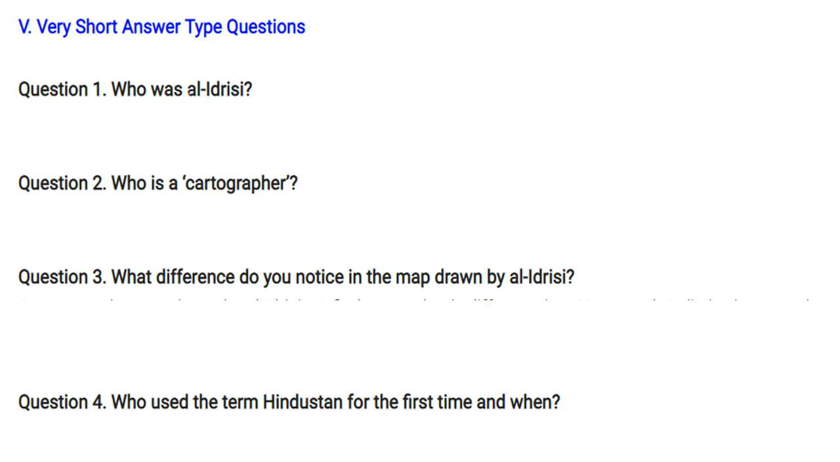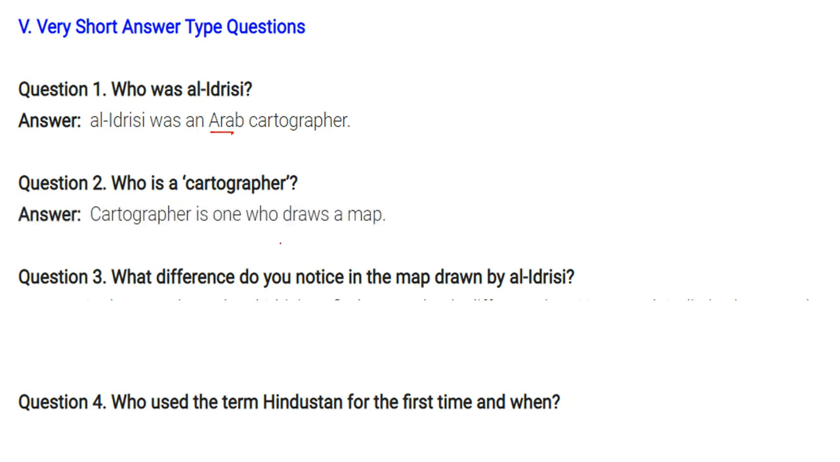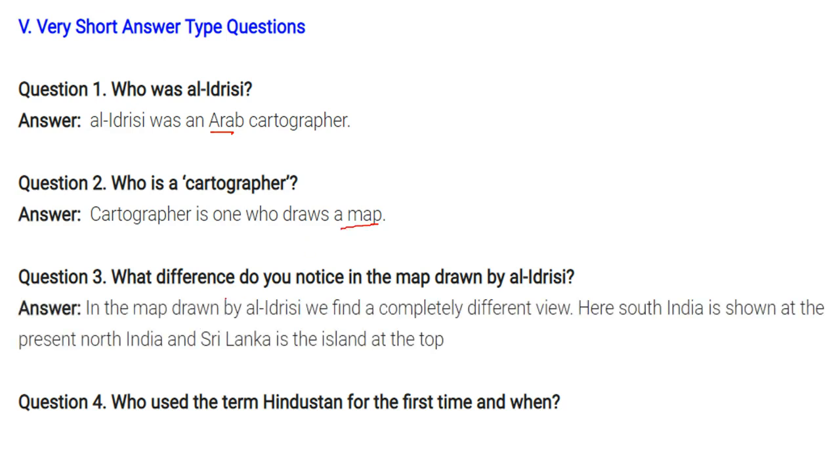Was Al-Idrisi. Al-Idrisi was an Arab cartographer. Who is a cartographer? Cartographer means who makes a map, who draws a map. What difference do you notice in the map drawn by Al-Idrisi? So in the map drawn by Al-Idrisi, we find completely different view.